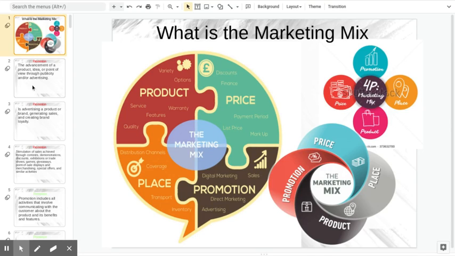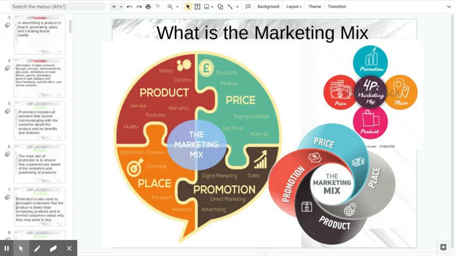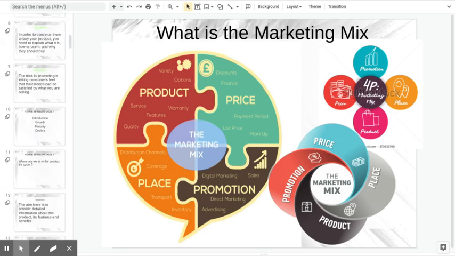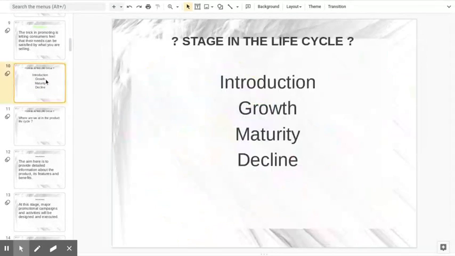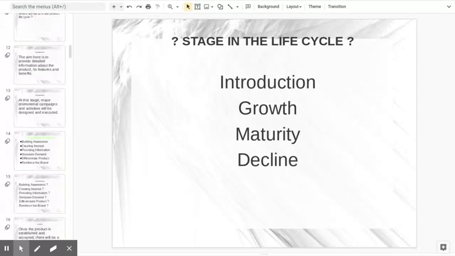All right, we are talking about promotion. We defined it in 8.1 pretty well. We talked about that there's different stages in the product life cycle: introduction 8.2, growth was 8.3, maturity 8.4, and decline 8.5, unfortunately.